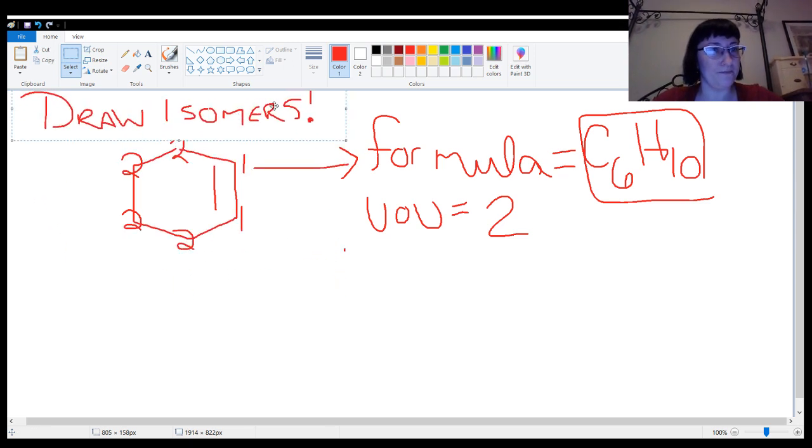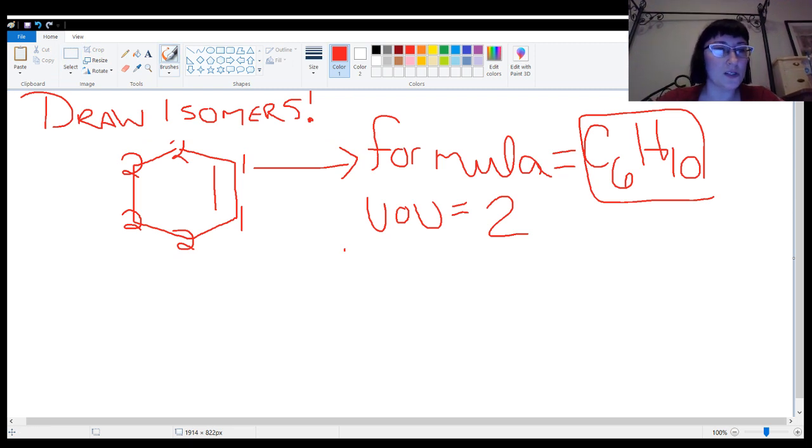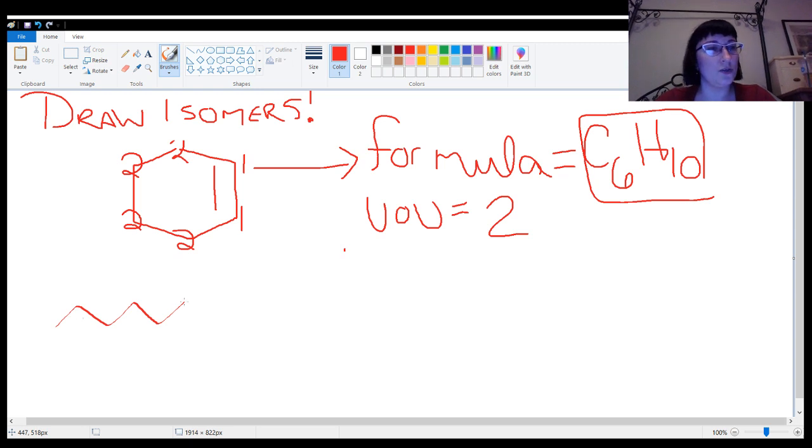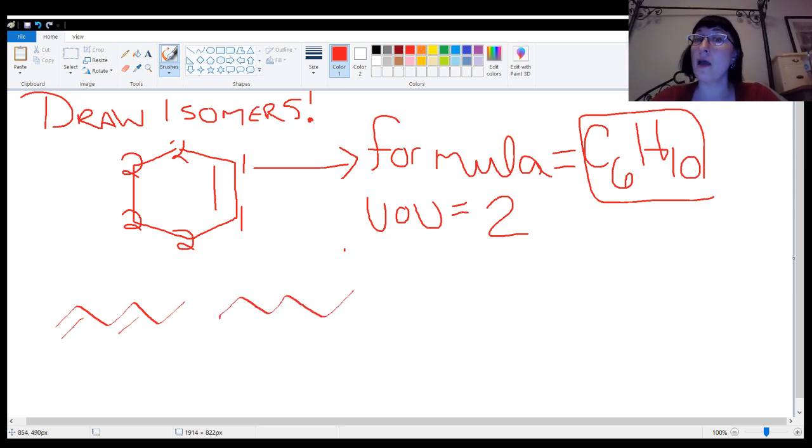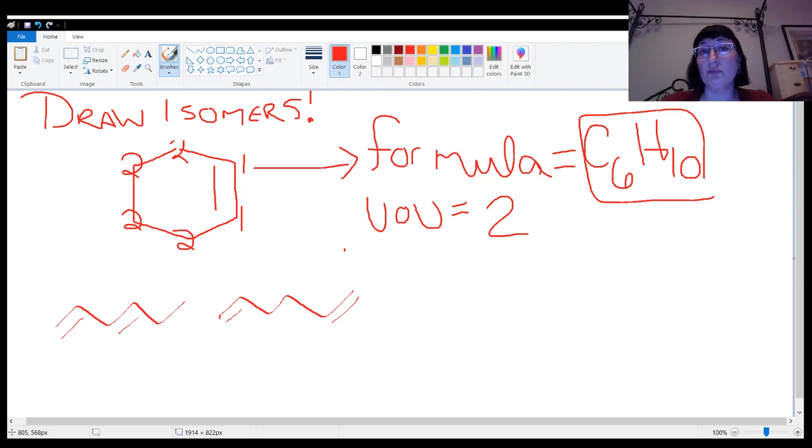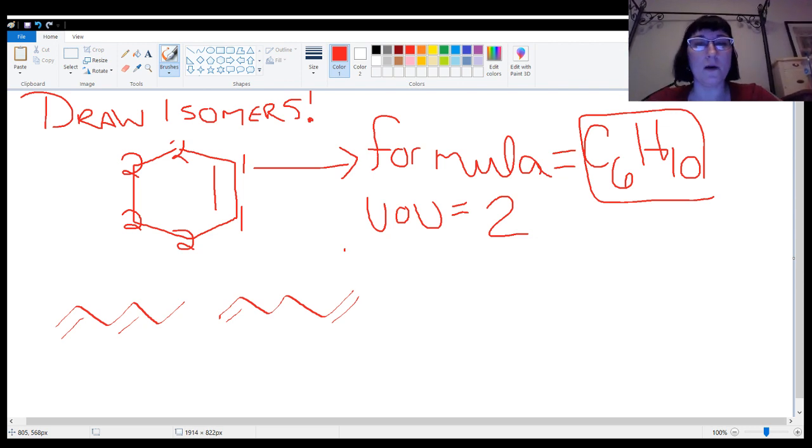Okay, so 6 carbons. I'll just draw 6 carbons in a row, and I need 2 units of unsaturation. Bingo, got one. Then just 2, right? So 6 carbons. Sure, 2 units of unsaturation. Let's make them different than the last ones. Put one there, one at the end. Those are 2 isomers. They're not connected the same way, right?